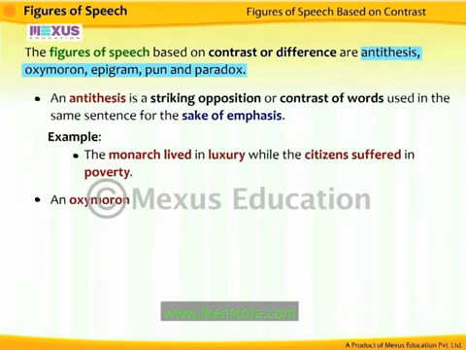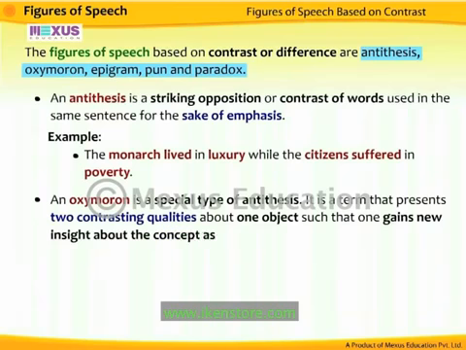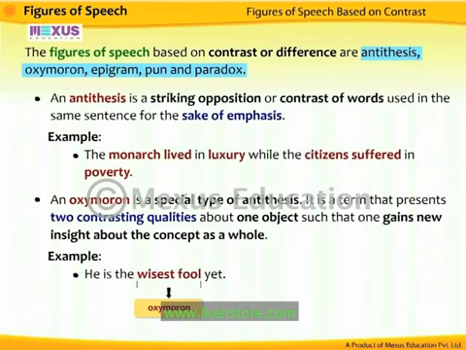An oxymoron is a special type of antithesis. It is a term that presents two contrasting qualities about one object, such that one gains new insight about the concept as a whole. For example, "He is the wisest fool yet." The term wisest fool is an oxymoron.